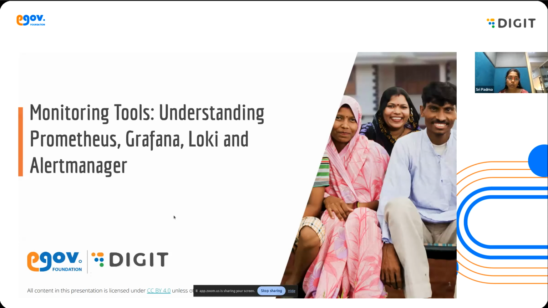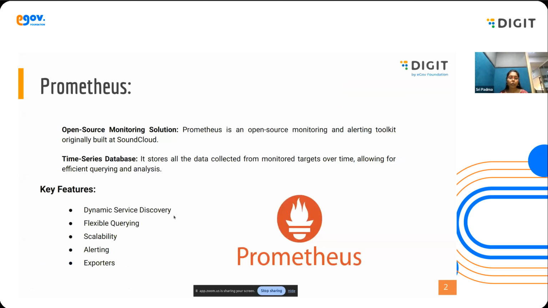So first, let us discuss the Prometheus monitoring tool. Basically, Prometheus is an open source monitoring tool which can be used to retrieve metrics like CPU and memory from the microservices, and also node metrics and overall cluster metrics. It describes the metrics in the form of time series data.